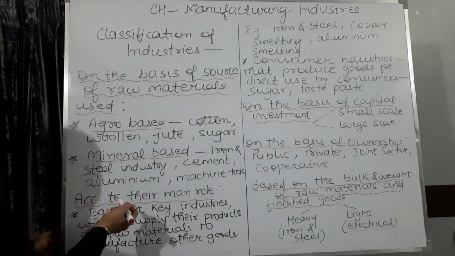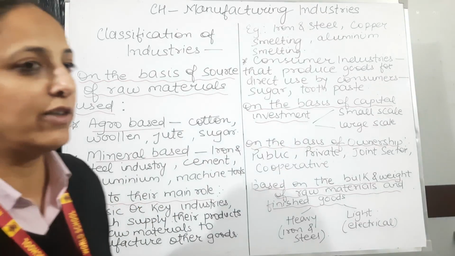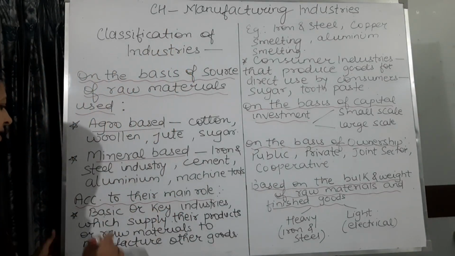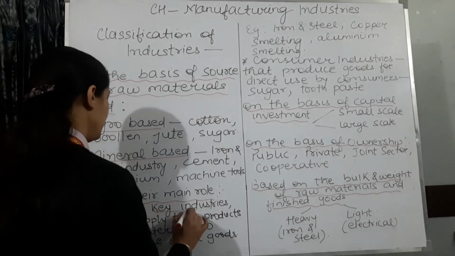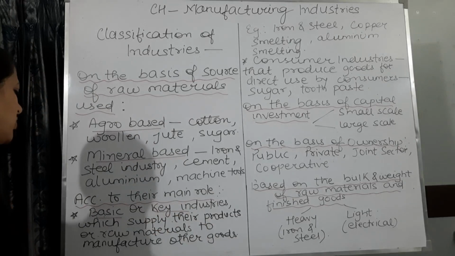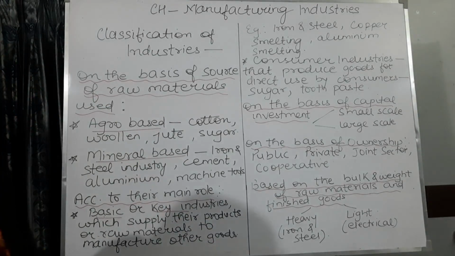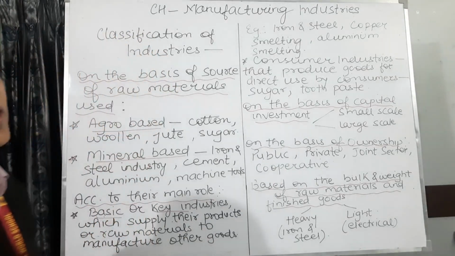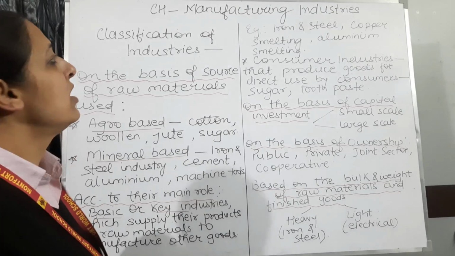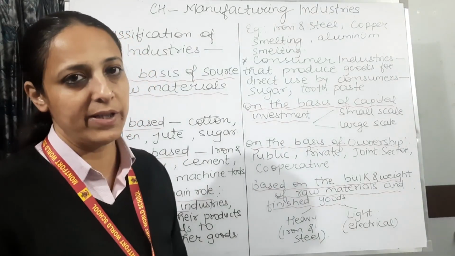Now, the second main base is according to their main role in the economy. The first is basic or key industries, which supply their products or raw materials to manufacture other goods, like iron and steel, copper smelting, and aluminium smelting.